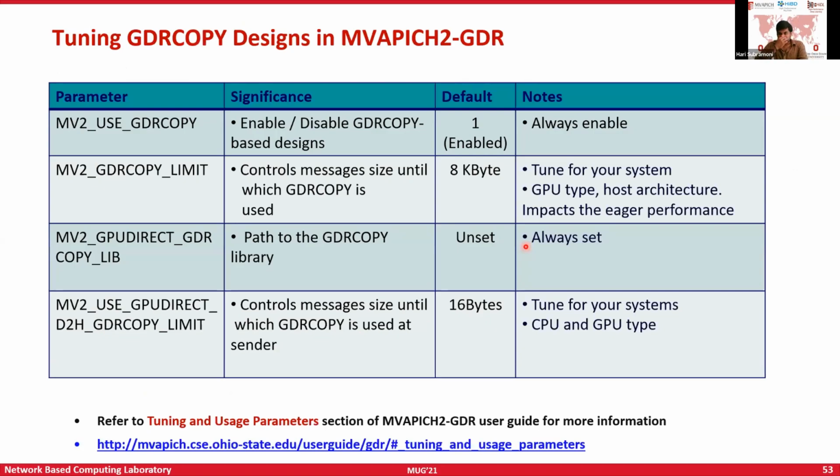MVAPICH2-GDR has a lot of interesting features based on some capabilities that vendors like NVIDIA and Mellanox came up with. So we have support for features like GDRCOPY, GPUDirect RDMA, and a lot of environment variables to turn this on and off. All of this is turned on by default, but if any of your systems does not have any of these libraries, then the MVAPICH2-GDR software package will print out an error message based on which you can enable or disable appropriate features so that the overall code still works fine. More details about this are available in the GDR user guide.